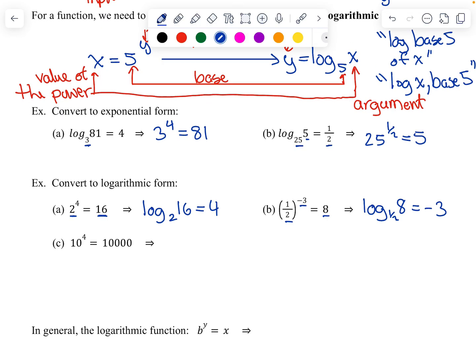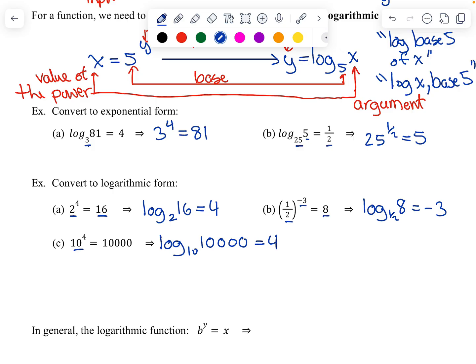Last one, we'll do one more, and there's a little bit that goes with this one. So same idea, log, the base is 10. The argument is the power, so that is the 10,000. And the answer to the logarithm is the exponent. So there it is in its logarithmic form.